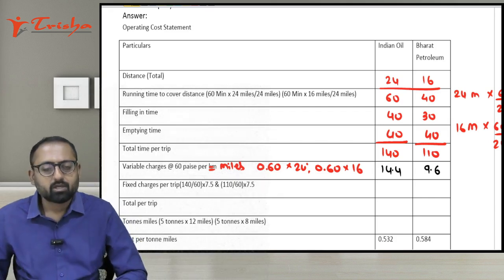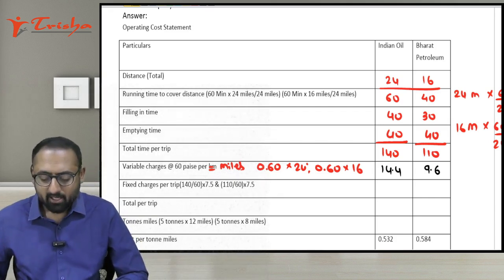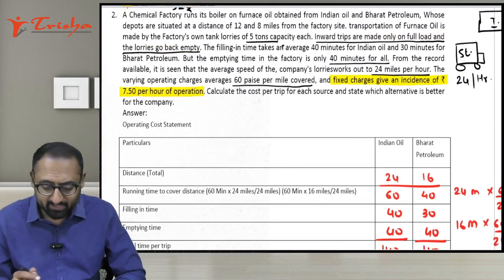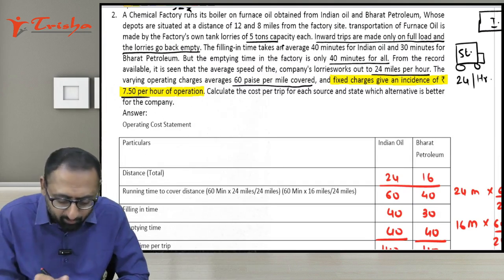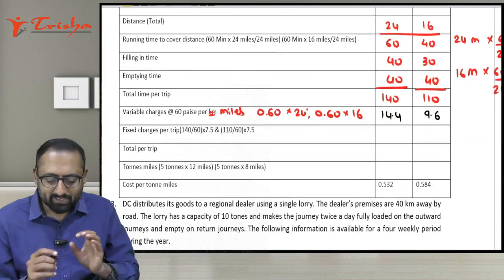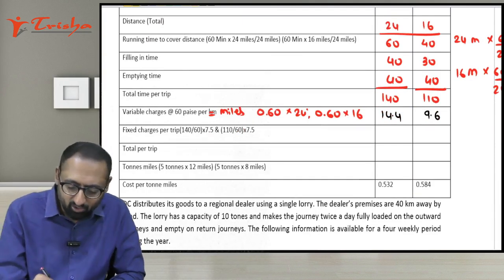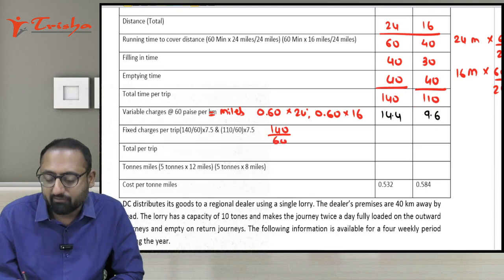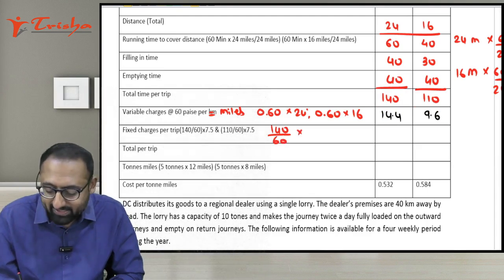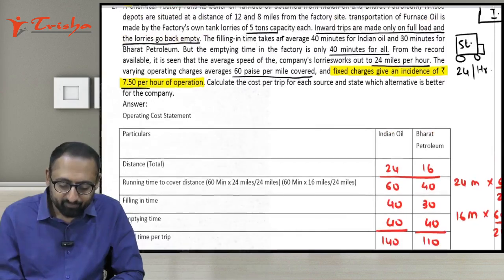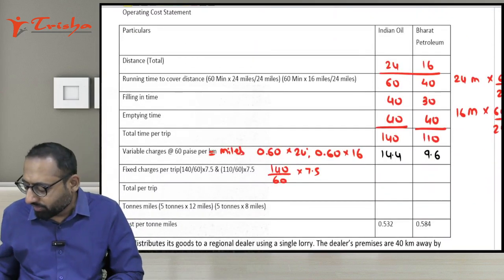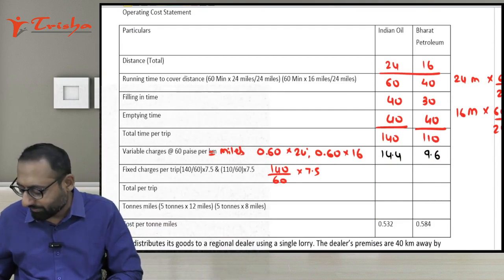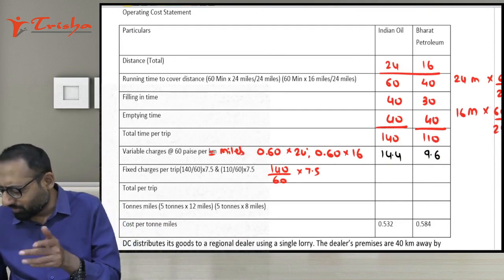Okay. Now fixed charges are dependent on time. How much was your fixed expense? Fixed expenses is 7.5 per hour. You can check that the calculation is already given. We need 140 minutes divided by 60. It is converted into hours multiplied by the rate, which is 7.5. So 140 minutes divided by 60, converted into hours, multiplied by cost of 7.5 per hour. Your answer comes to 17.4999.